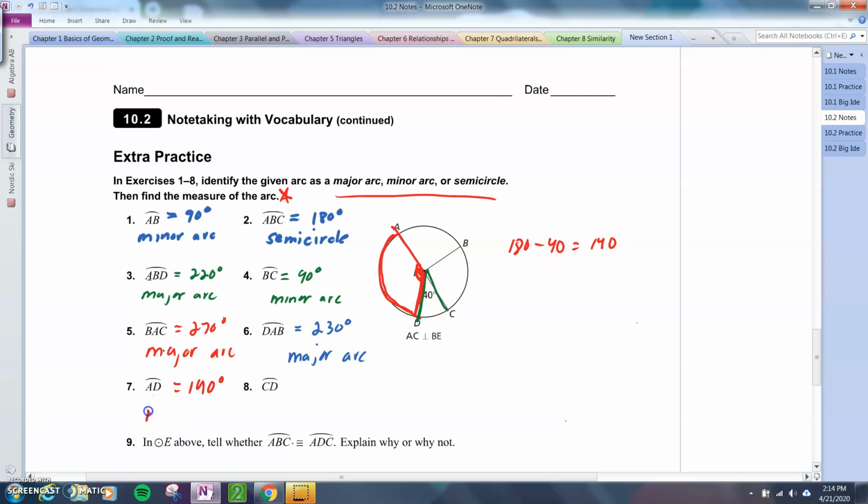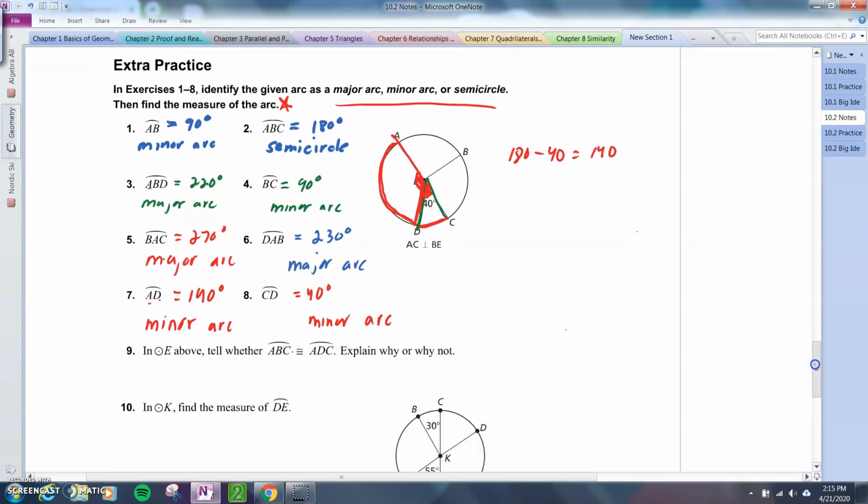And that's less than 180 degrees. And remember, only written with 2 points, so this is going to be a minor arc. CD, pretty easy. We know its central angle is right there at 40. Just marks it. And we know that's also a minor arc. All right, that's 1 through 8.